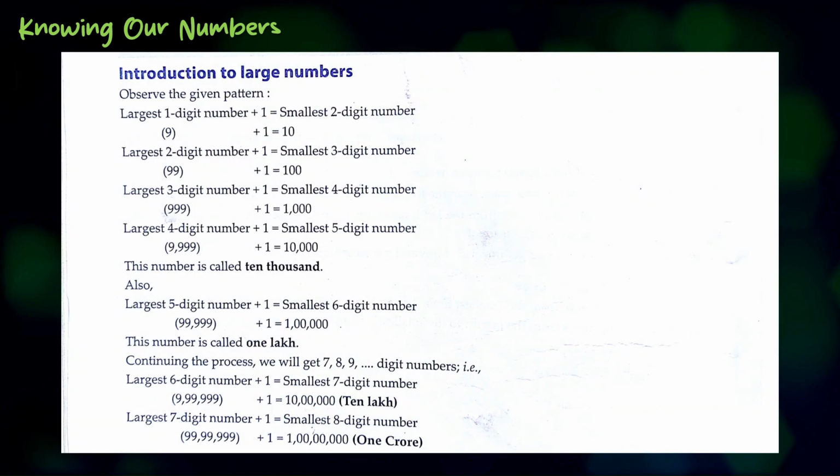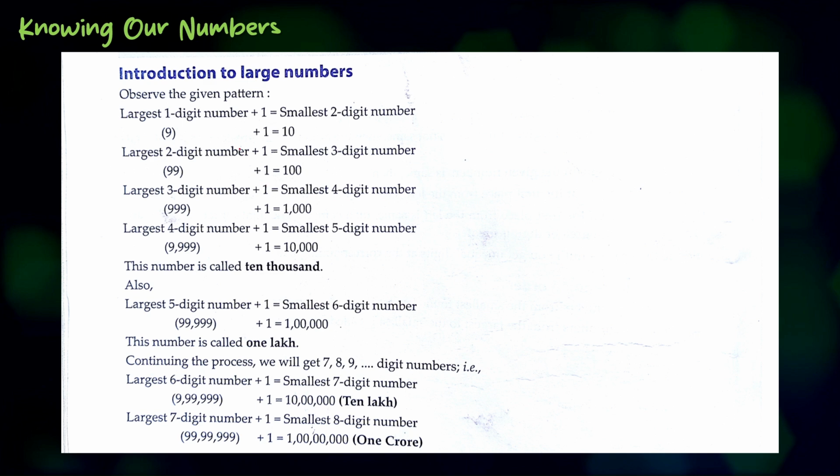Moving on to the next topic, introduction to large numbers. These kinds of questions they will ask in Olympiads. The largest 1-digit number plus 1 is equal to the smallest 2-digit number.